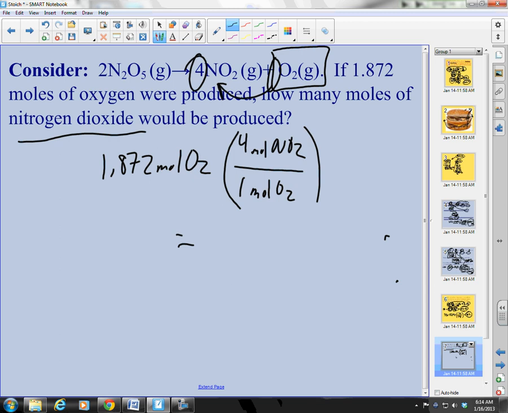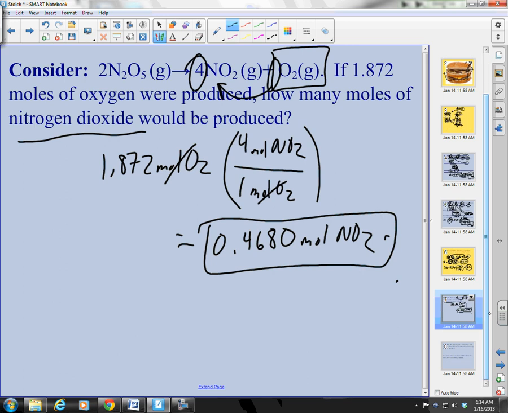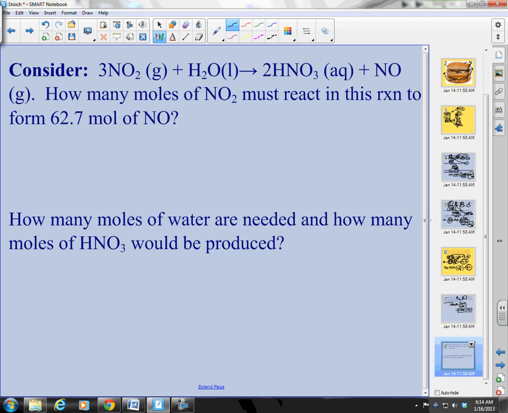I'm going to have to actually use my calculator here. I guess I could do this in my head, but I'm getting kind of lazy now. So I have 1.872 divided by 4, and I get 0.4680 moles of what? My moles of oxygen cancel. I'm left with moles of NO2. There you go. Isn't that a blast? You guys try this one? Bring me back when you're ready.